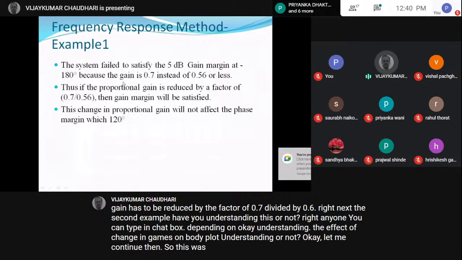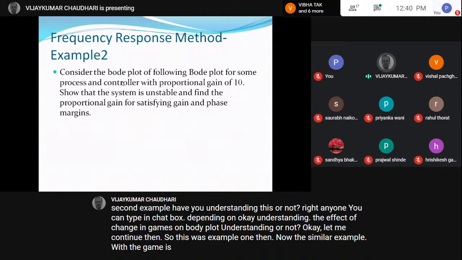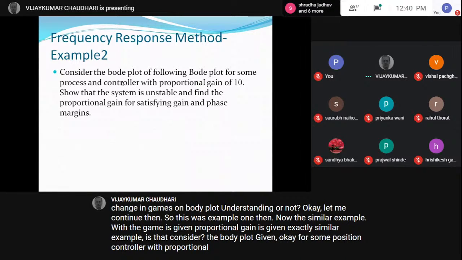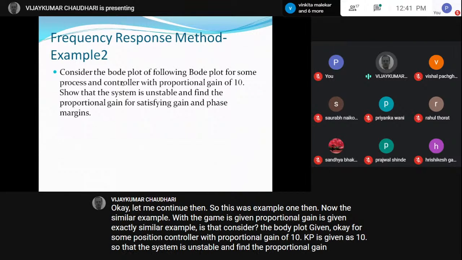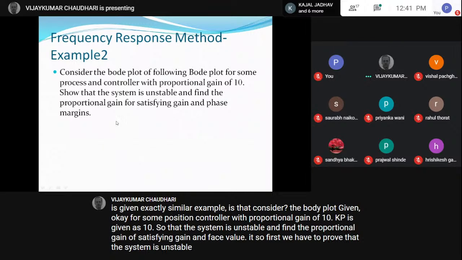So this was example 1. Now, a similar example where the proportional gain is given. Exactly a similar example. Consider the Bode plot given for some process and controller with a proportional gain of 10. Kp is given as 10. Show that the system is unstable and find the proportional gain for satisfying gain and phase margin. So first we have to prove that the system is unstable, and then we have to find the proportional gain for satisfying gain and phase margin.